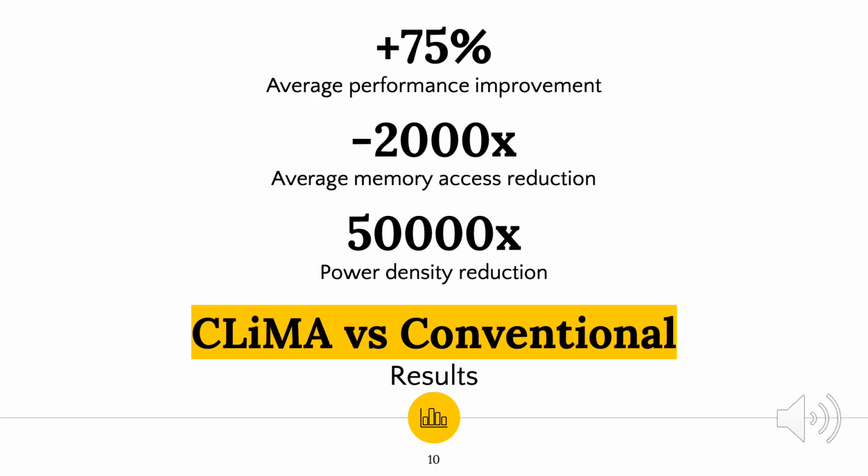Now, the results. When comparing CLIMA to a conventional non-in-memory architecture, what we get is a 75% average performance improvement thanks to the high parallelism of CLIMA, 2,000 times memory access reductions thanks to the data reuse possibilities offered by this architecture, and a 50,000 times power density reduction thanks to the use of nanomagnetic logic. So these results clearly demonstrate the effectiveness of the CLIMA approach and of the in-memory computing paradigm.